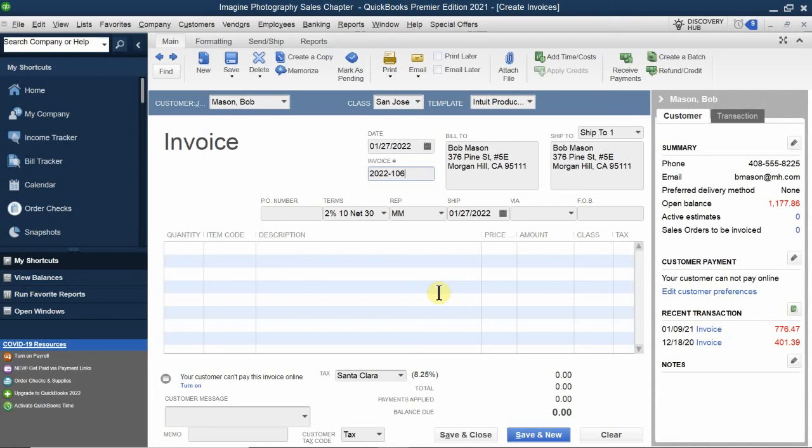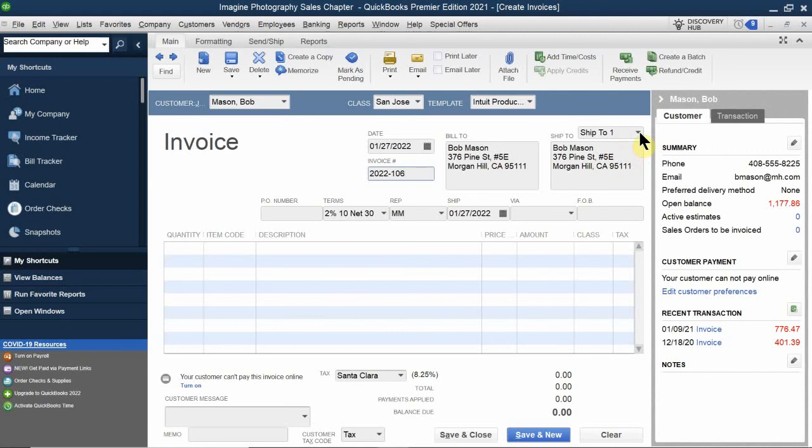Okay, so in this case, it is invoice number 2022-106. And what did Bob Mason buy from me? He bought one indoor photo session and one standard photo package. He's going to get taxed at Santa Clara. So notice this: when I tapped into Bob Mason's profile, check it out here. He has a billing address and a ship to address.